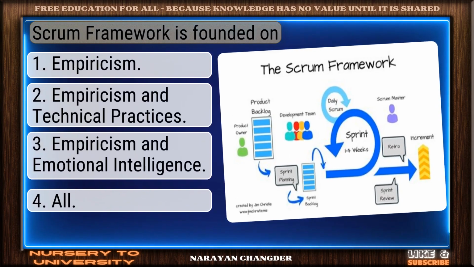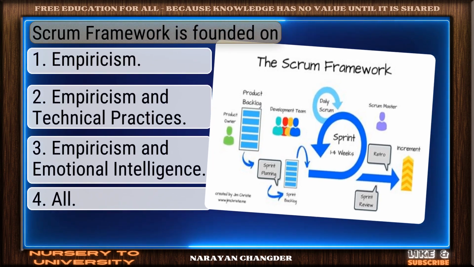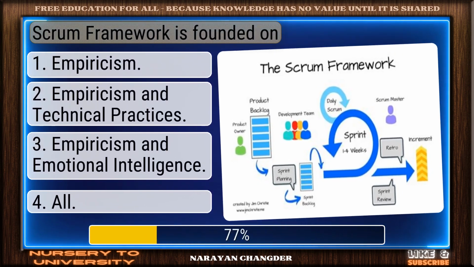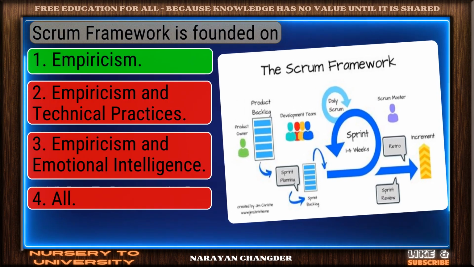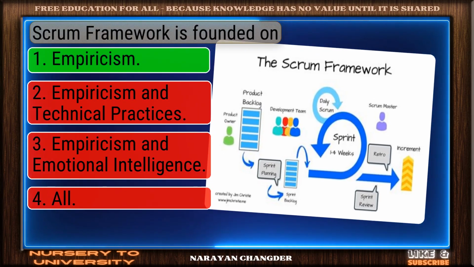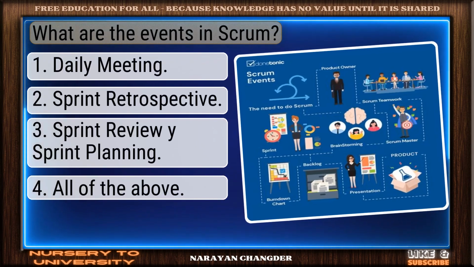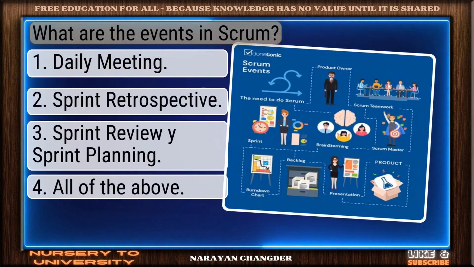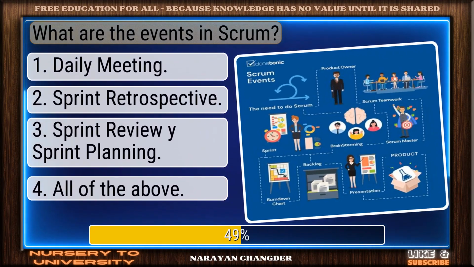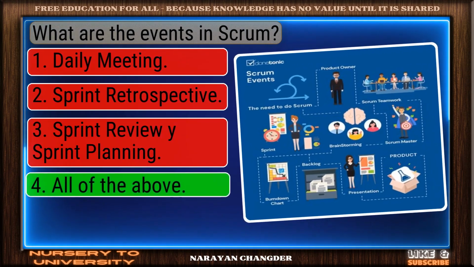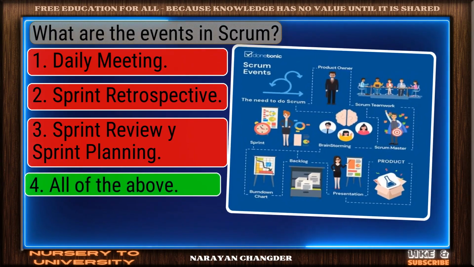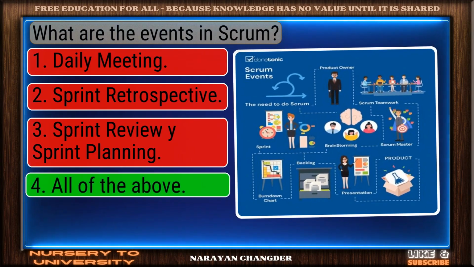Question number 29. Scrum framework is founded on. Nice selection. Empiricism is the correct and valid answer. Question number 30. What are the events in Scrum? Great job. All of the above is the accurate answer.